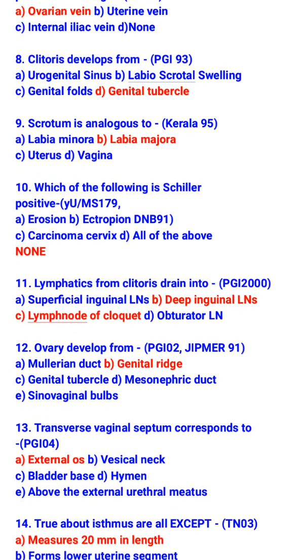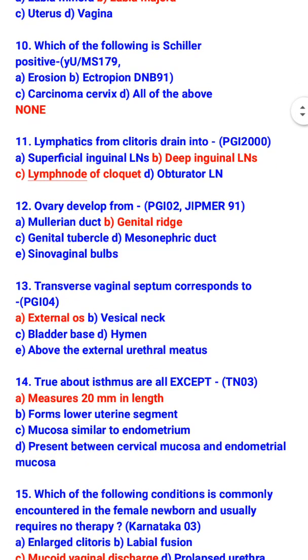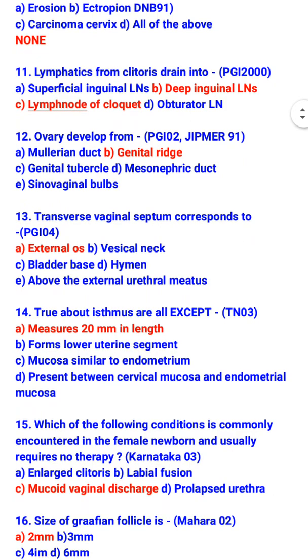Lymphatics from clitoris drain into deep inguinal lymph nodes and lymph node of Cloquet. Ovary developed from genital ridge. Transverse vaginal septum corresponds to external os. True about isthmus are all except: what is true is that it forms the lower uterine segment. Mucosa is similar to endometrium, present between cervical mucosa and endometrial mucosa.